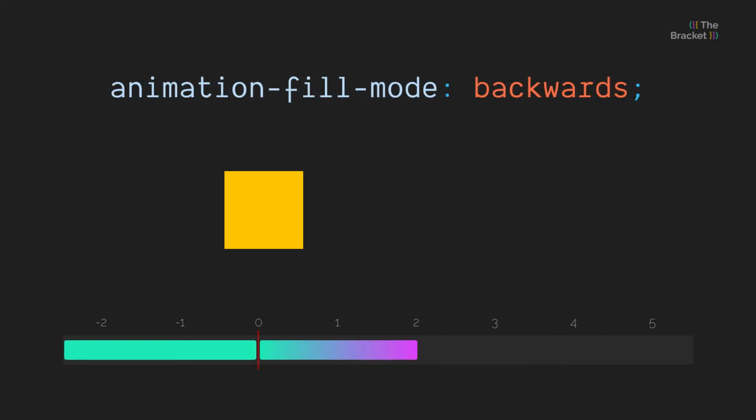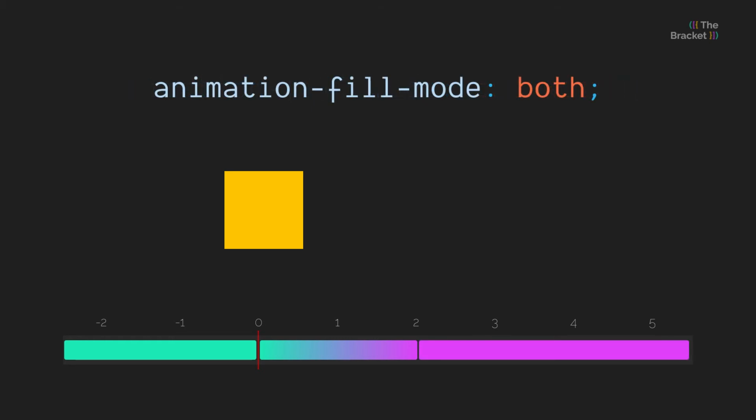With backwards, the style values applied to the animated element in the first relevant keyframe will be retained as soon as the animation starts. This value is only useful when combined with an animation-delay with a value greater than 0. With both, the rules of forwards and backwards apply at the same time. With the proper combination of properties and keyframes, it's possible to accomplish amazing results. So that's it. That's how you create animation with CSS.